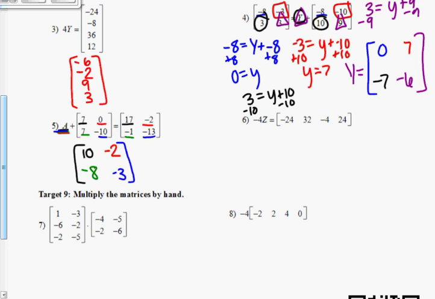Again, if you can't do that mentally in your head, that's okay. Just make sure you set up the 4 equations. 6 is similar to number 3. We're looking at -4 times what equals z. So I'm going to divide every number over here by -4. So I know my z matrix is equal to 6, -8, 1, -6.